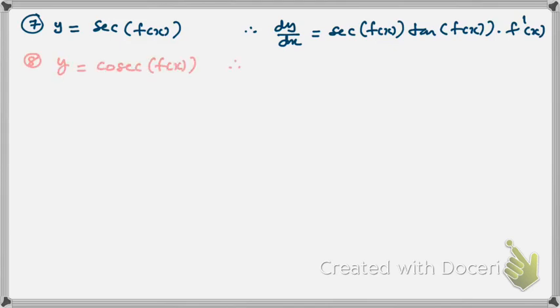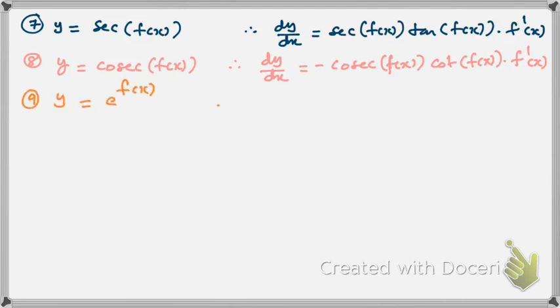Y is equal to cosec f of x. So its derivative would be cosec x. What's the derivative of cosec x? Cosec x is minus cosec x cot x. So this would be minus cosec f of x cot f of x into f dash of x.